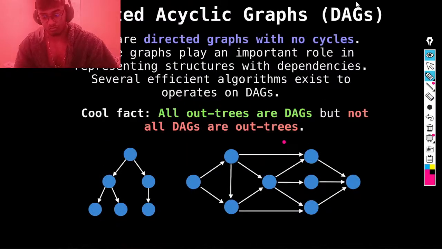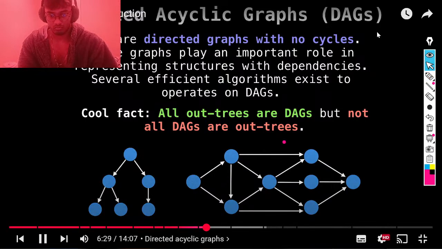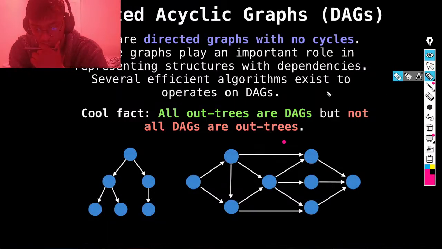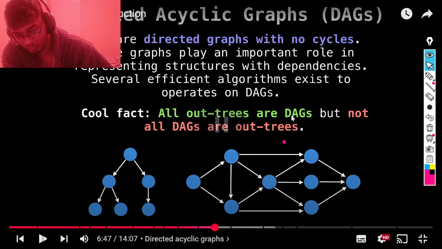Next are directed acyclic graphs. These are graphs with directed edges and no cycles. These graphs are very important and fairly common in computer science actually, since they often represent structures with dependencies, such as a scheduler, a build system, a compiler maybe, or perhaps more relatable, university class prerequisites. There are several efficient algorithms we'll be looking at to deal specifically with them.